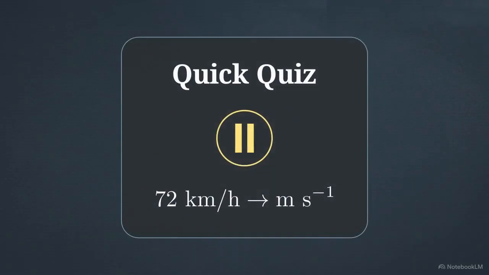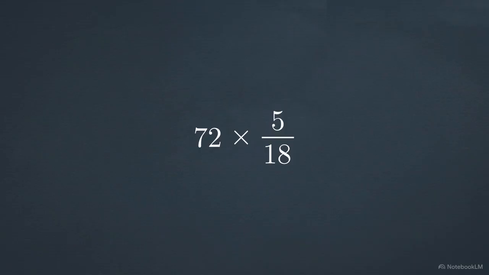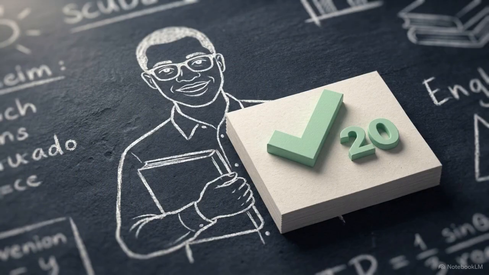Now it is your turn to practice. Pause the video right now and try to convert 72 kilometers per hour into meters per second. We multiply 72 by our fraction, 5 over 18. 72 and 18 share a common factor of 18. 18 goes into 72 exactly 4 times. 4 multiplied by 5 gives us our final answer, 20 meters per second. If you got 20, great job. This confirms that the exact same setup applies to any speed you encounter on test day.